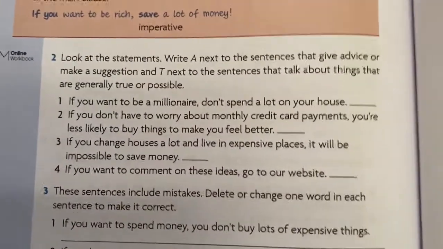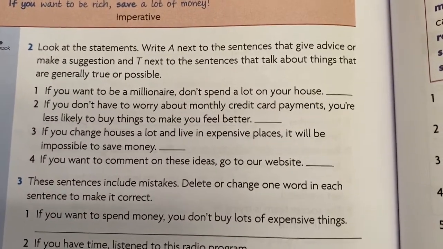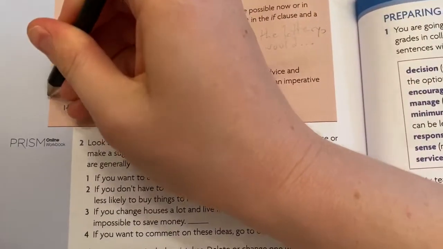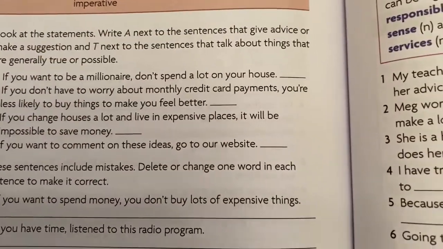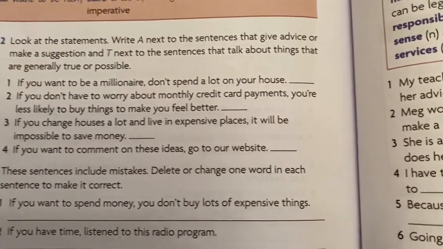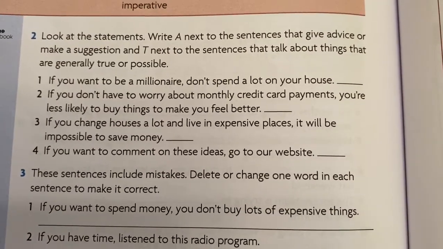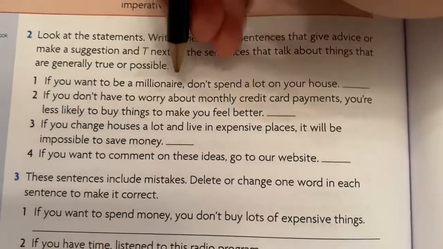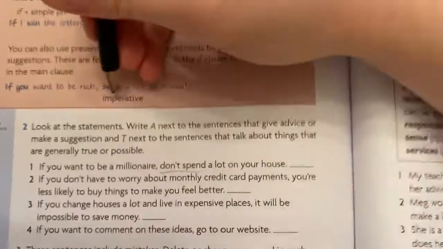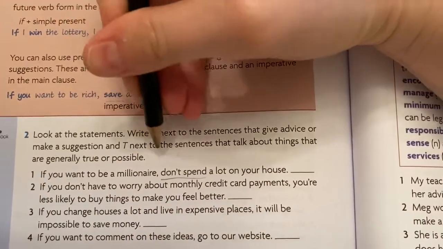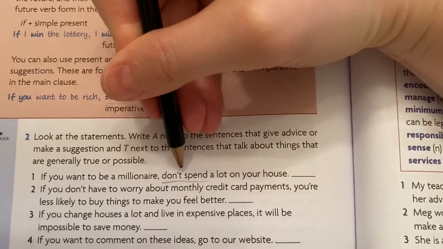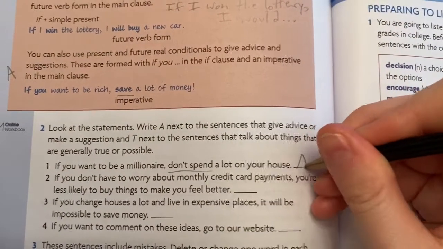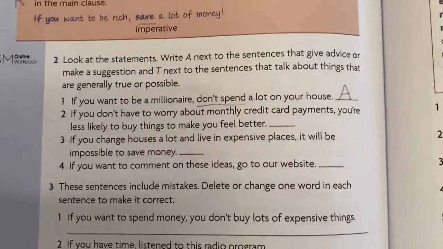Let's try them out in exercise 2. Look at the statements. Write A next to the sentence that gives advice or makes a suggestion. So the example here was that. And T next to the sentences that talk about things that are generally true or possible. Number 1, if you want to be a millionaire, don't spend a lot on your house. Notice the end of this, don't spend. Well, here they're saying save, so this is an imperative. It's a negative imperative because it says don't do something, but an imperative nonetheless. So for number 1, we put A. They're giving advice. Don't spend a lot on your house.